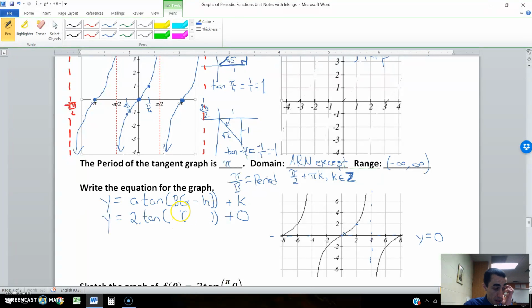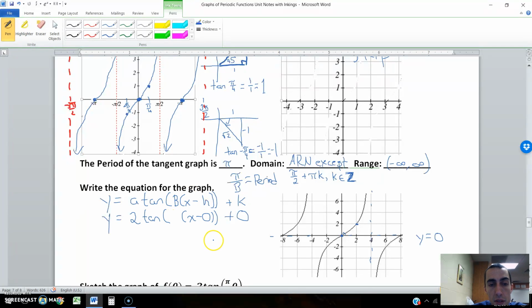Alright, next up, is there any sort of horizontal shift going on? Well, I see that my tangent curve is going through the y-axis and the x-axis at the same time at the origin here. Same sort of thing happens with a basic graph. If this point were shifted over to the right or to the left, then we'd have to do an h number here. But there's no horizontal shift going on, so just write a minus 0 there.